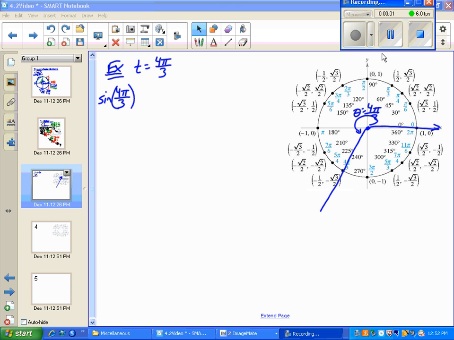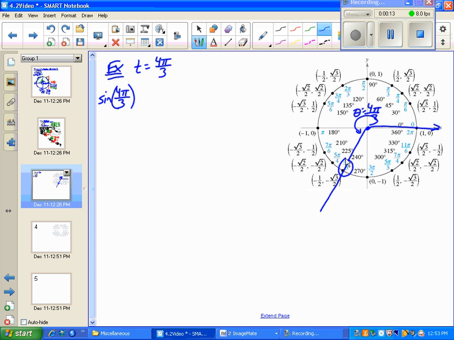So it looks like we're looking at t being 4 pi thirds. We're going to take the sine of that 4 pi thirds. If you remember, we rotated, and that arc length was 4 pi thirds, or 4 point something, whatever that is. It pertains to the point negative a half, comma, negative root 3 over 2. So there's your x, there's your y.